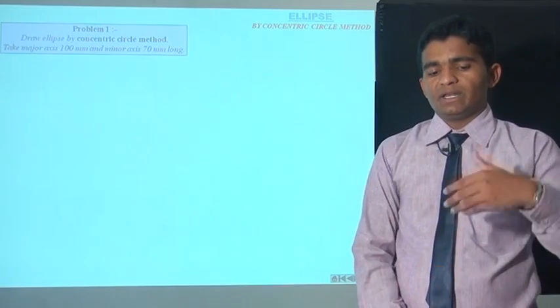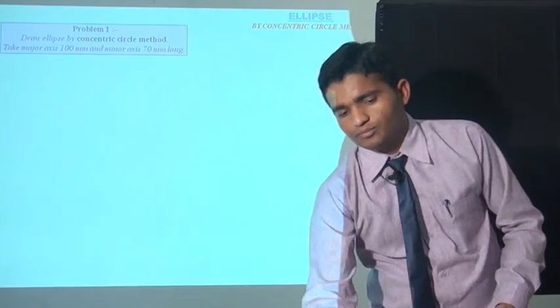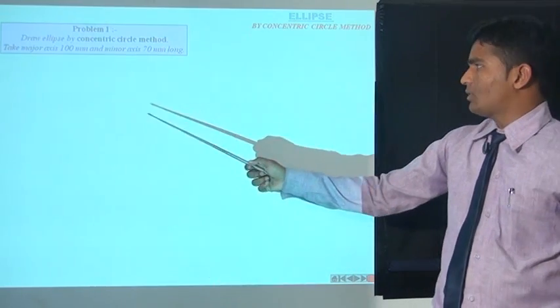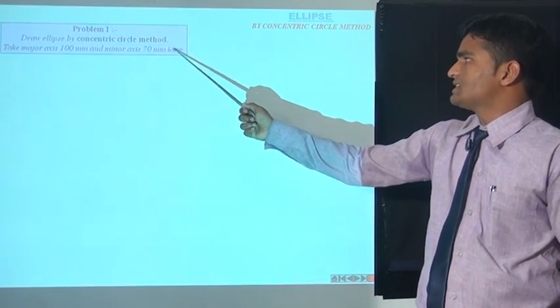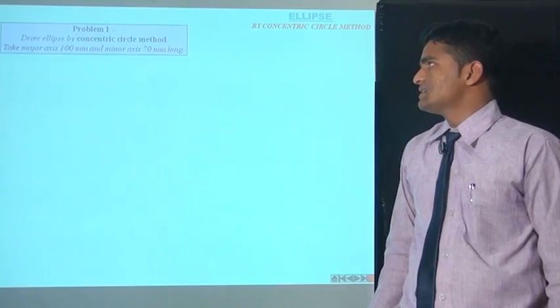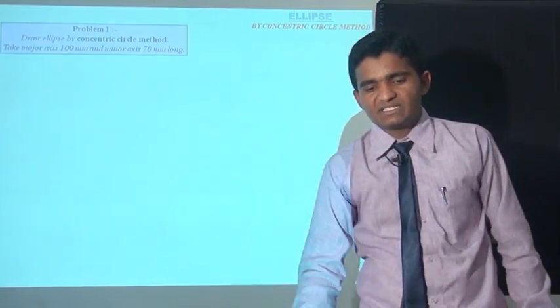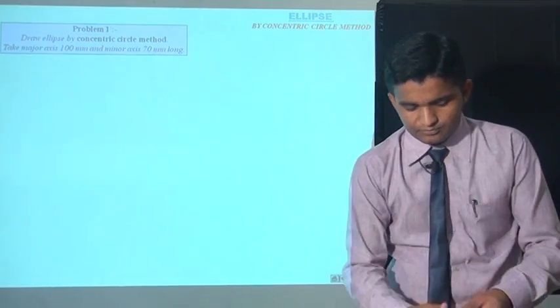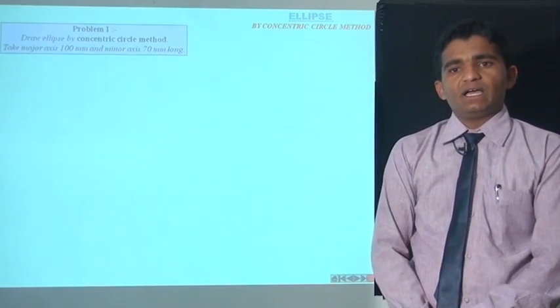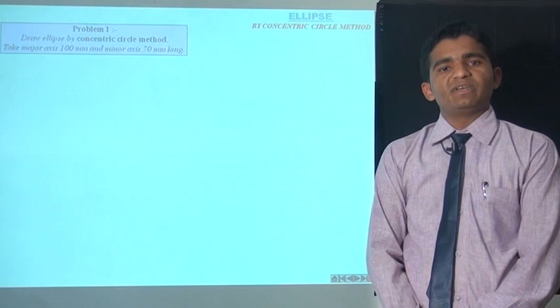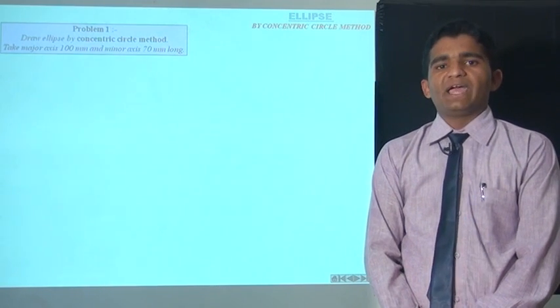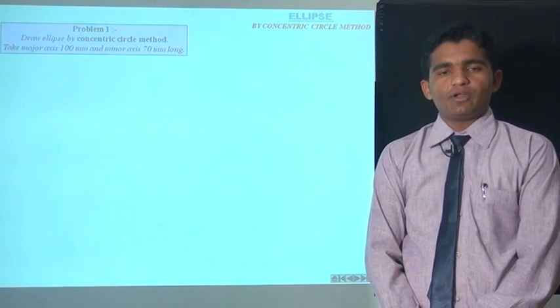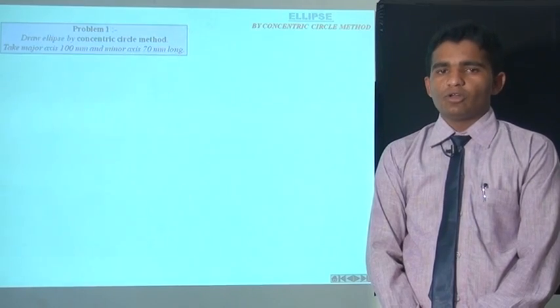Let's consider this problem. Draw the ellipse by concentric circle method. Take the major axis 100 mm and minor axis 70 mm long. So in the data we have the dimension of the major axis 100 mm long and the dimension of the minor axis 70 mm long.